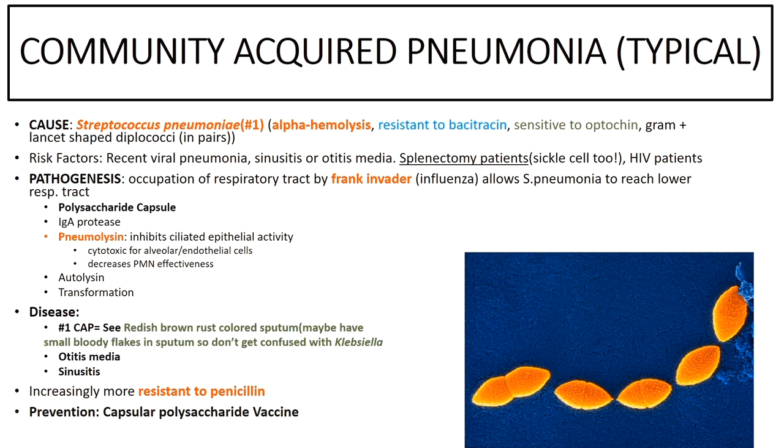Sinusitis and otitis media. It also occurs in splenectomy patients and sickle cell, because you have autosplenectomy, so you lose your spleen in patients with sickle cell. And why is that? Because this organism has a capsule, and capsulated organisms get picked up by your spleen, and so we can remove them. If there's no spleen, they're floating around in the blood. And why this is important is because this organism likes to go to the blood a lot, and this is why it's a common cause of meningitis. It goes in the blood, and then it causes sepsis, and it can go to the CNS and your spinal fluid and cause meningitis. We also find this in HIV patients.